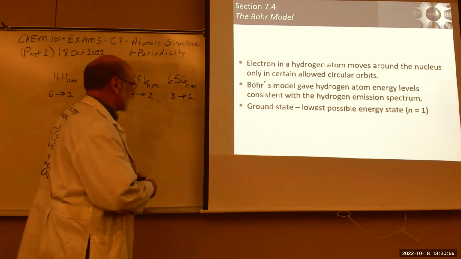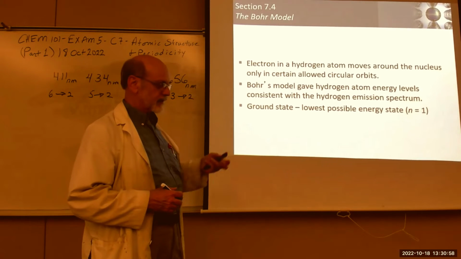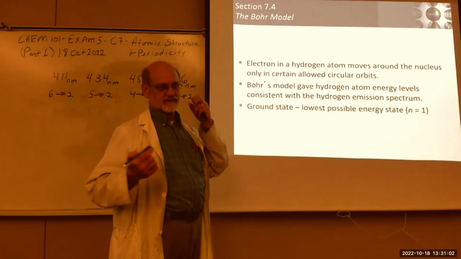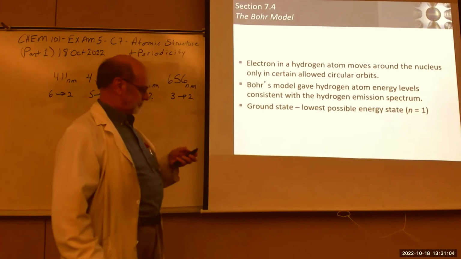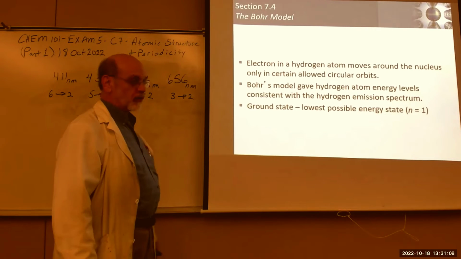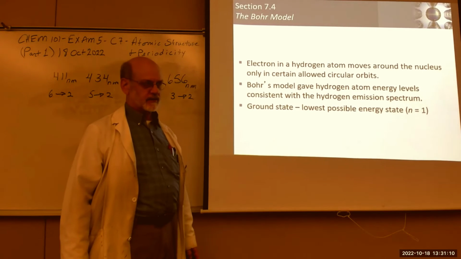And he gave the energy levels numbers, right? The lowest energy level is 1, and then 2, and then 3. Keep it simple. The ground state is energy level 1. The electron won't get any closer to the nucleus than energy level 1.